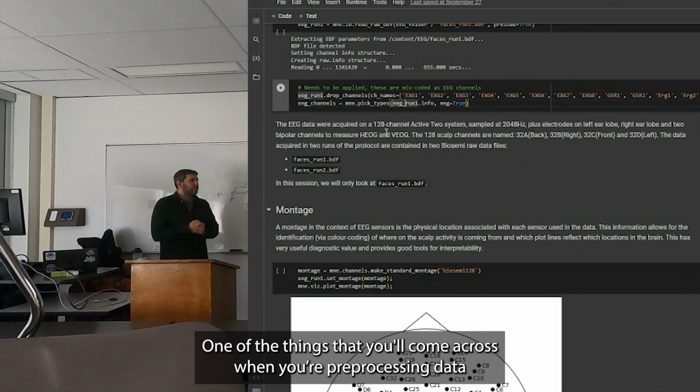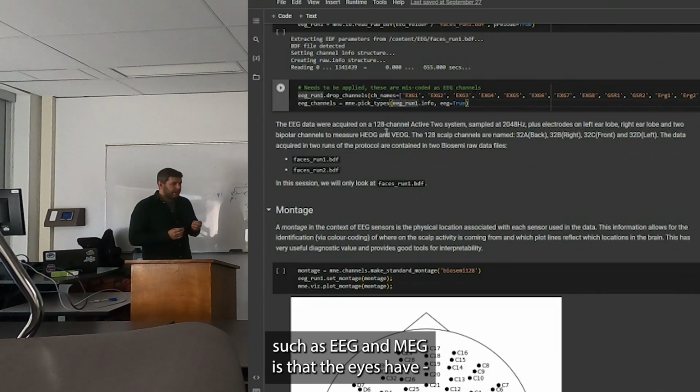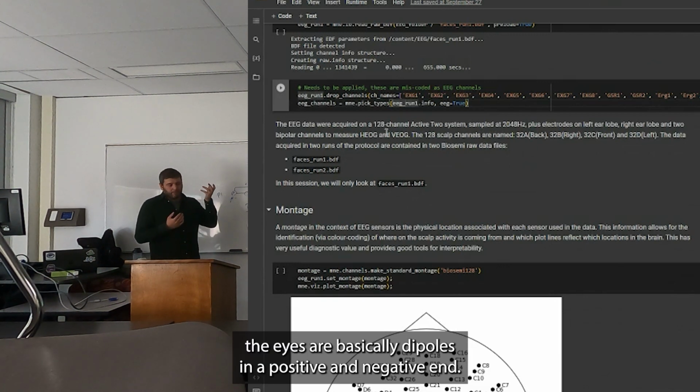So one of the things that you'll come across when you're pre-processing data such as EEG and MEG is that the eyes are basically dipoles.